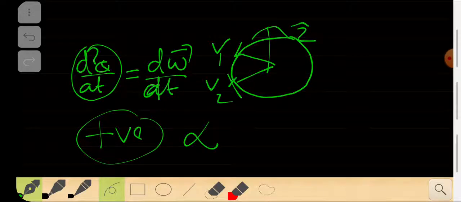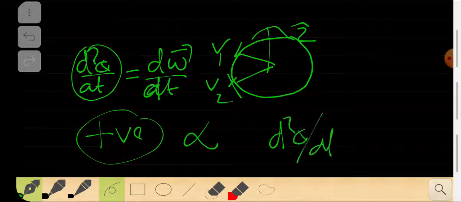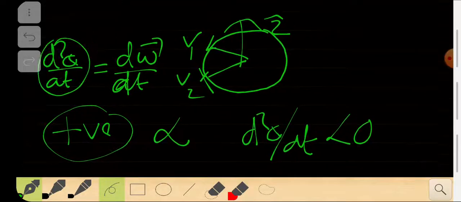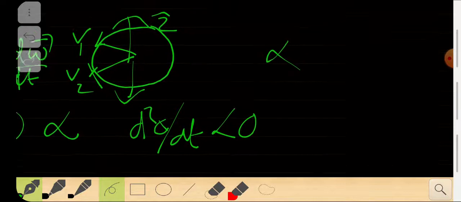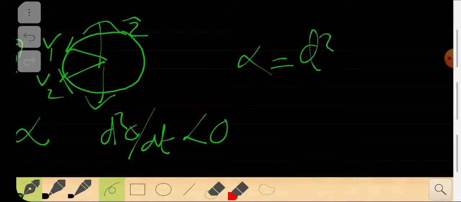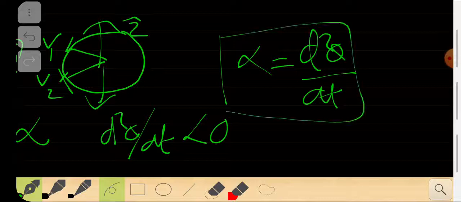If d omega by dt, d square theta by dt square, is greater than 0, it is positive. If it is less than 0, then it will be in the negative z cap direction. So that's about the direction of angular acceleration alpha, which is equal to d square theta by dt square. Okay, that's the direction. Just wanted to put it out there.